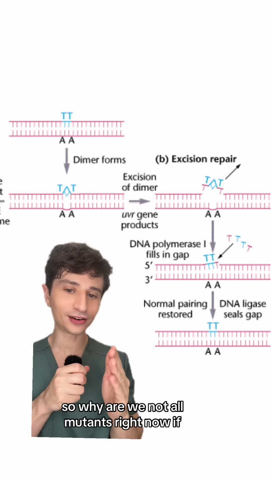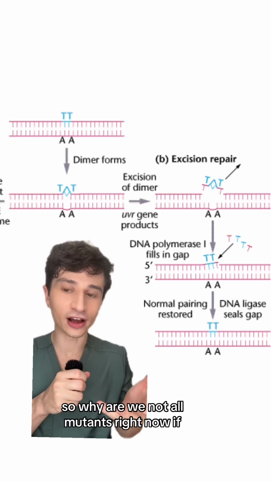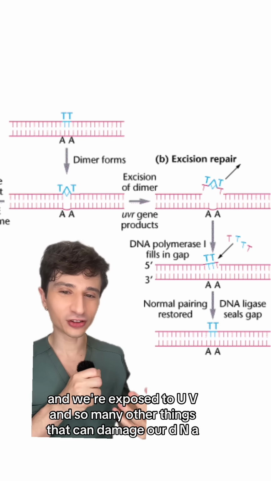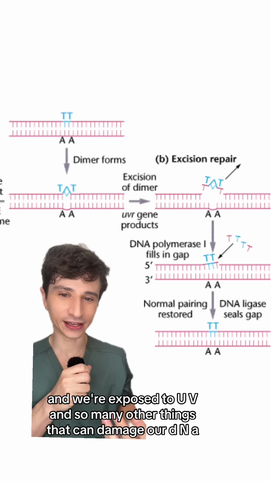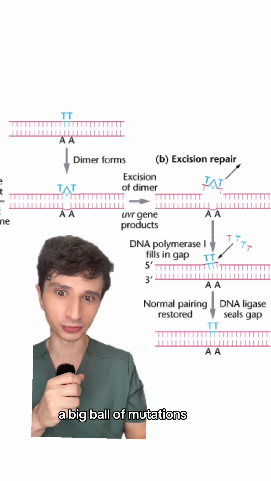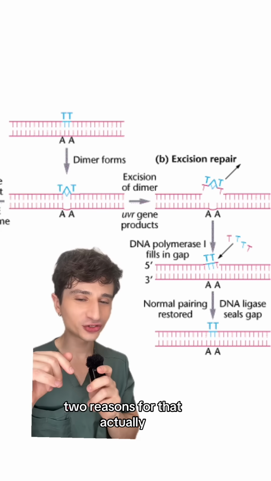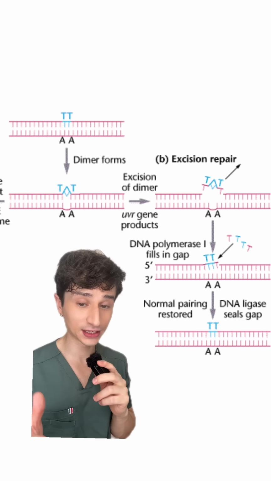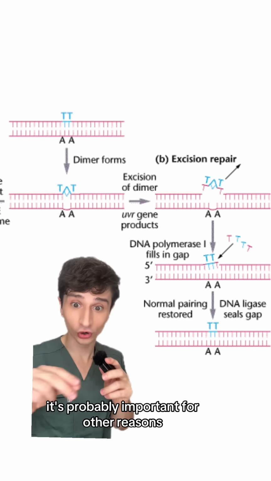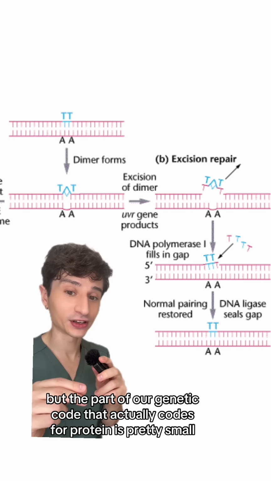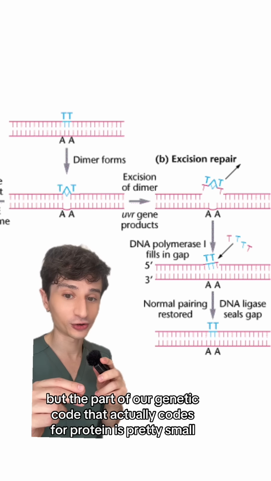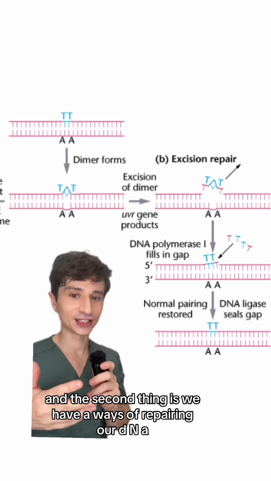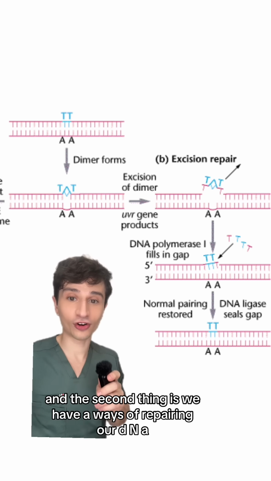So, why are we not all mutants right now? If we go in the sun and we're exposed to UV and so many other things that could damage our DNA, how are we not a big ball of mutations? Two reasons for that. Actually, the majority of our DNA doesn't code genes. It's probably important for other reasons, but the part of our genetic code that actually codes for protein is pretty small. And the second thing is we have ways of repairing our DNA.